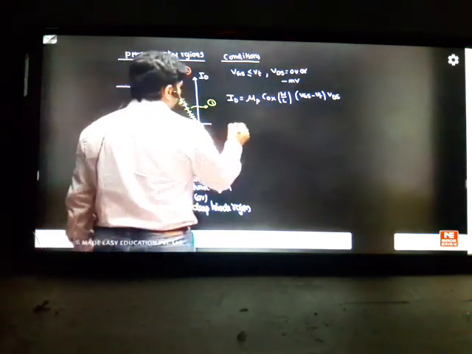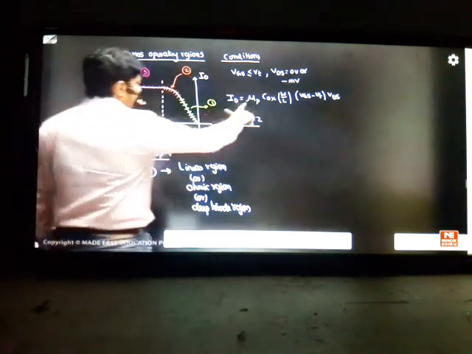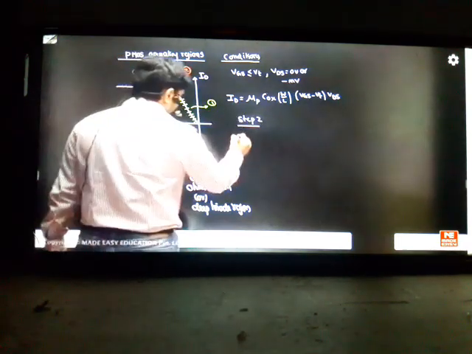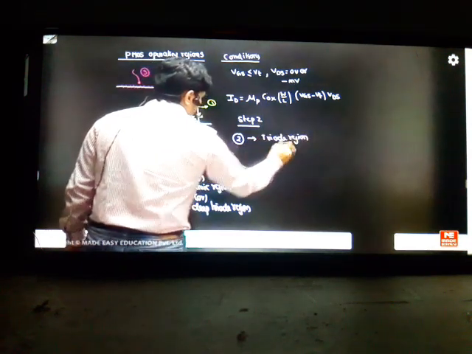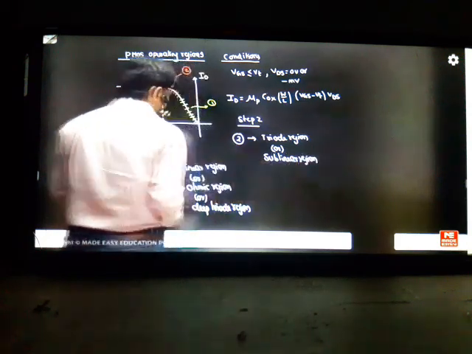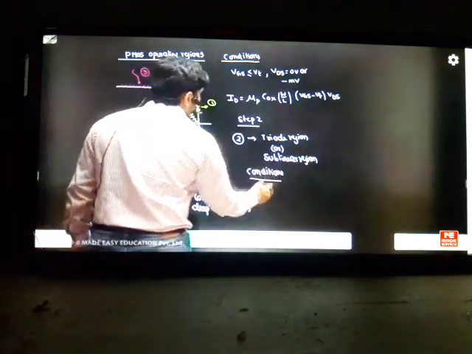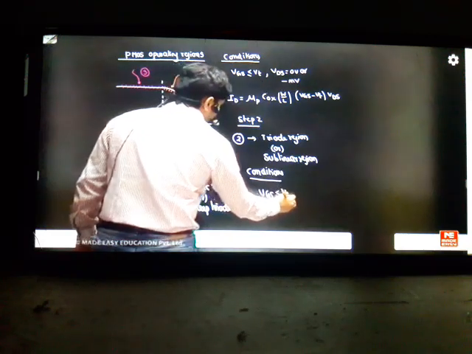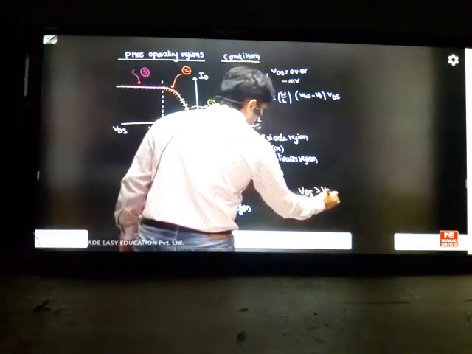The next one we have is step 2. In place of mobility of electrons, you have to take mobility of holes. That is the difference here. The second region, we can call it triode region, or we can also call it sublinear region. What are the conditions here? Conditions: VGS should be less than or equal to VT, it will be on. And VDS should be greater than VGS minus VT.